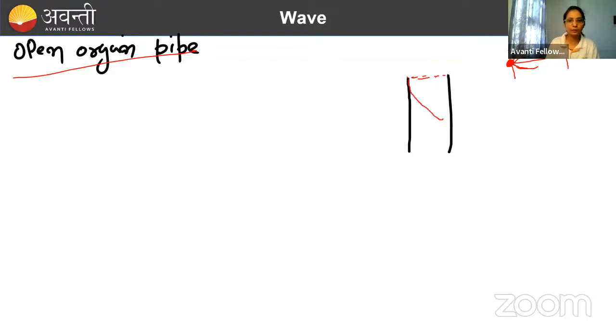So the first kind of wave that can get generated here will look something like this. Kyunki yahan pe maximum displacement hoga because this is the open area. Here displacement is highly possible. So this is the first standing wave that can be generated here. Ab aap yahan pe dekh lo, what's the distance? If the length of the pipe is L, then L can be written in terms of wavelength.